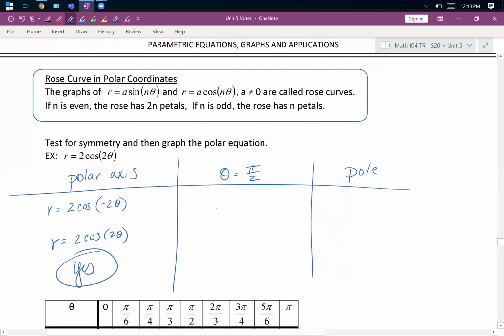Testing symmetry with respect to the line theta equals pi over 2, we're replacing both. Cosine of 2 theta, cosine of negative 2 theta turns into just cosine of 2 theta. And then I can try to get rid of that negative on the left by dividing everything by -1, but still doesn't get us back to the original. So this is a maybe.